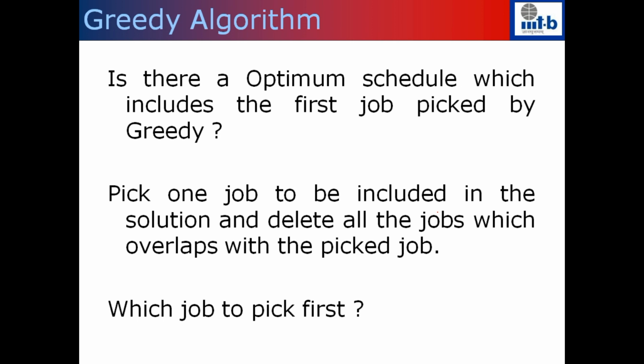So once you pick one job, you have to delete all the jobs which actually overlap with this job, because none of them can be scheduled along with this. So now you pick the first job, remove all the jobs which conflict with this particular job that you picked, and apply the same algorithm on the set of jobs that have not been picked, right? So the hope is that this is the greedy algorithm, and that at the end we will have the optimum solution.